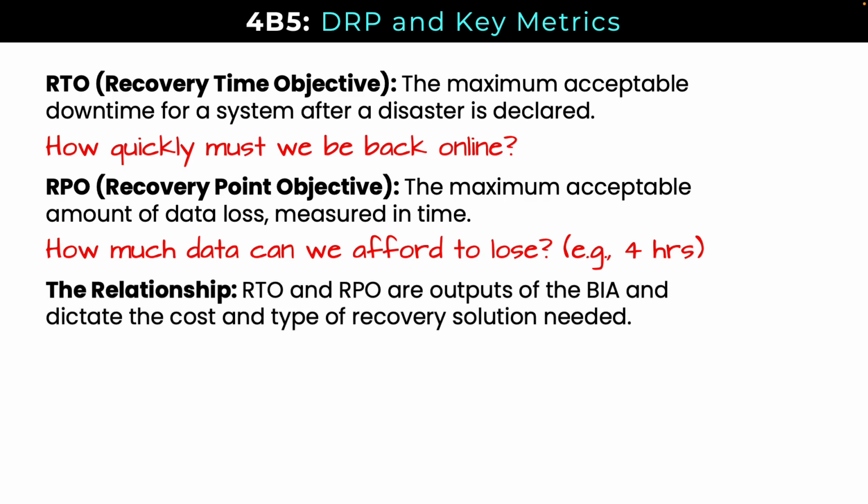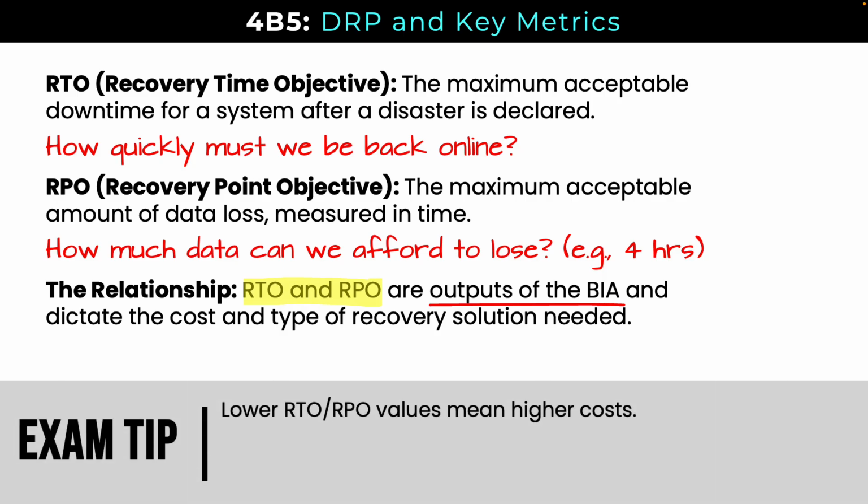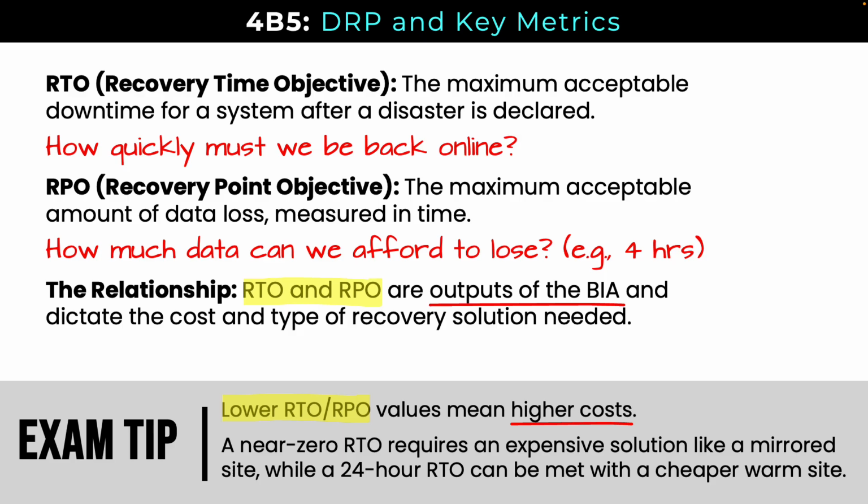So the relationship here, the RTO and the RPO are outputs of that business impact analysis, and they dictate the cost and type of recovery solution needed. And you remember we talked about the inverse relationship in the cost of our recovery solution and the time that we have in that recovery time objective. Just to distill that one more time for exam day, lower recovery time and recovery point values mean higher recovery solution costs. So a near zero recovery time objective requires an expensive solution like a mirrored site, where a 24-hour recovery time objective can be met with a much cheaper warm site.